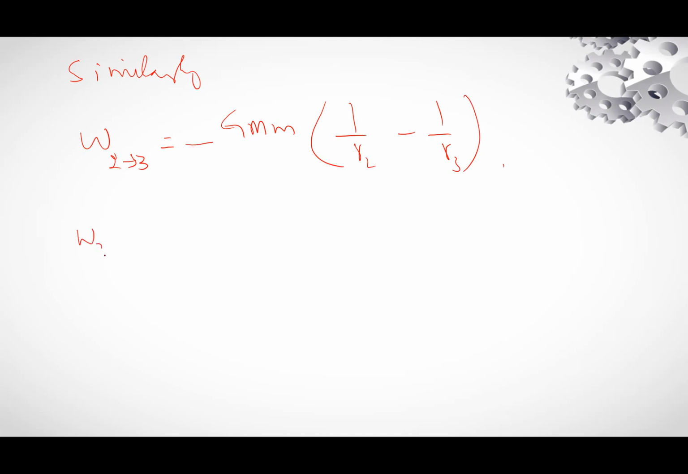Similarly, work from 2 to 3 will be equal to minus GM m (1/R2 minus 1/R3). Work from 3 to 4 is equal to minus GM m (1/R3 minus 1/R4).